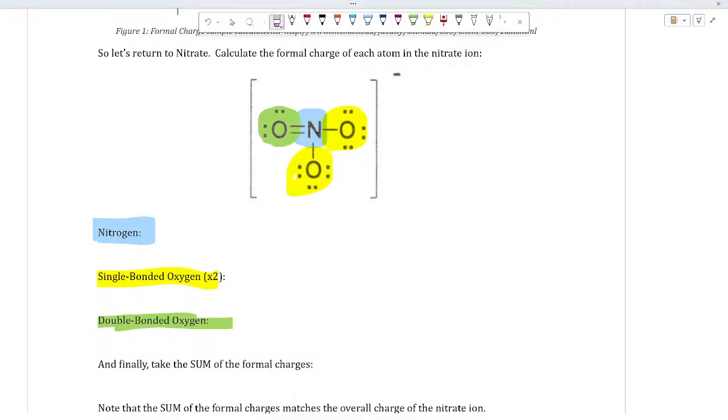Found the formal charge of nitrogen. Now you've got to find the formal charge of all the oxygens.